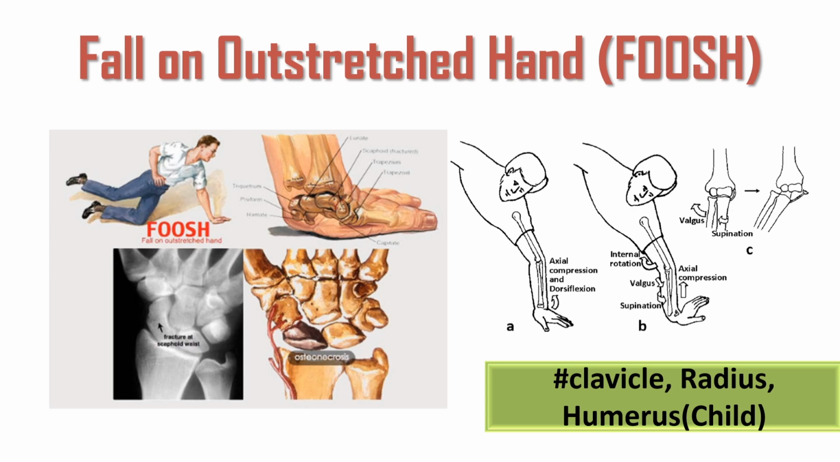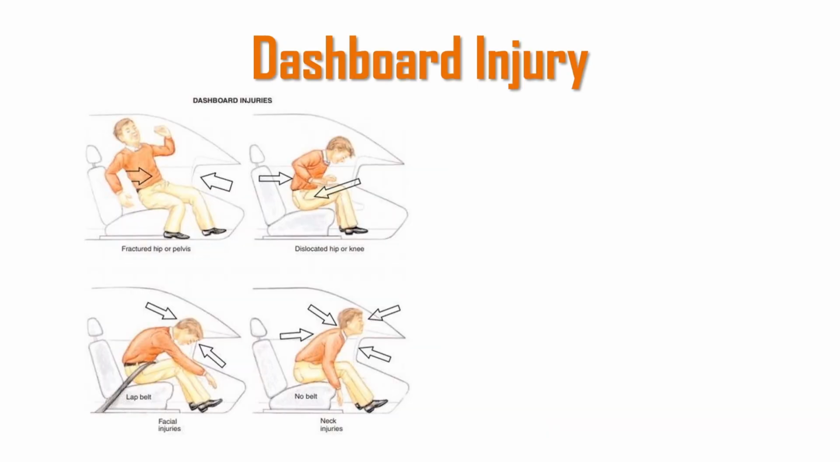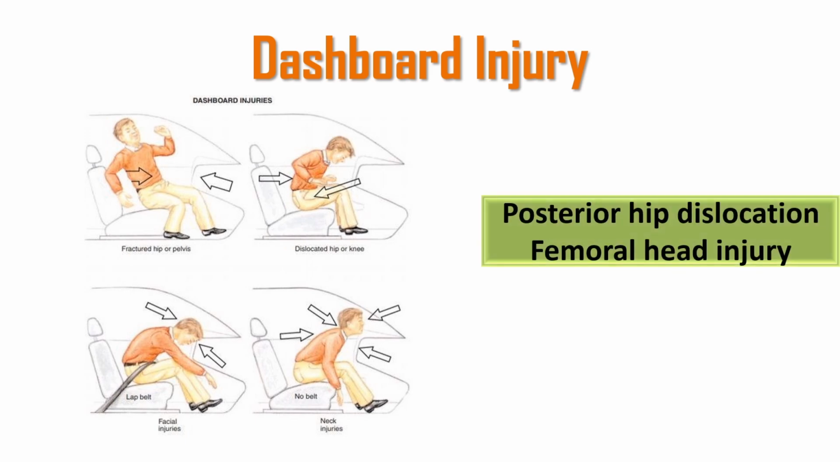Next comes dashboard injury. Actually, this dashboard injury often refers to posterior hip dislocation. It is actually caused by a knee striking the dashboard during a car accident, and because of that knee impact, you may get posterior cruciate ligament injury as well as femur or tibial fractures, but actually it refers to posterior hip dislocation, sometimes femoral head injury.